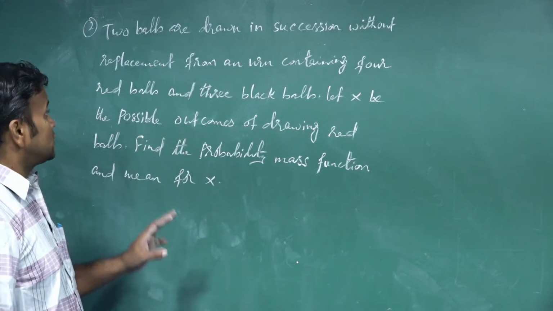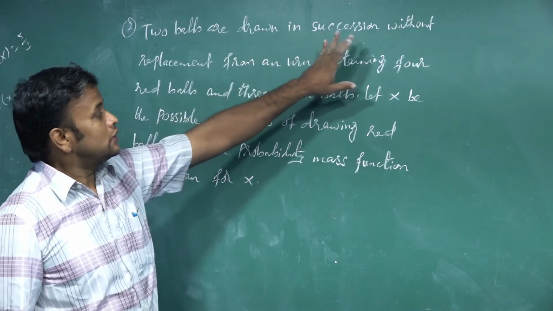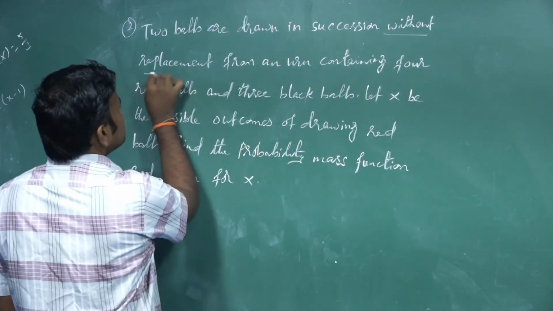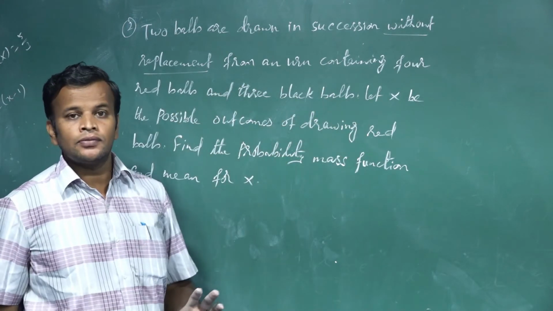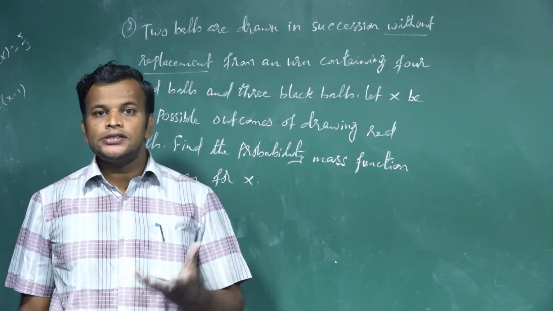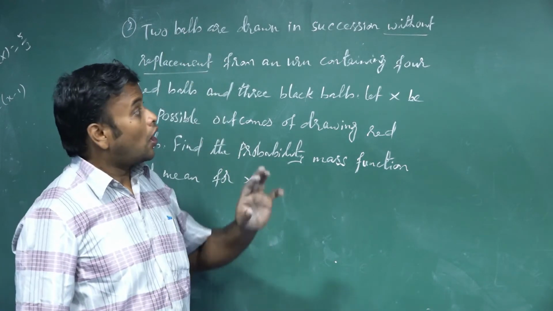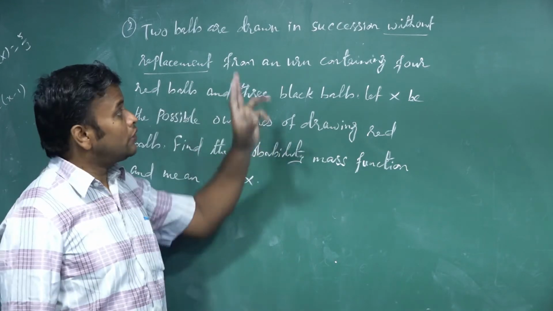Now we move to the second question. Some words are given here. Two balls are drawn in succession without replacement. The word without replacement is very important. From a hand containing 4 red balls and 3 black balls. One hand, that is one kind of vessel, is there. We will take 2 balls out of 4 red balls and 3 black balls without replacement.